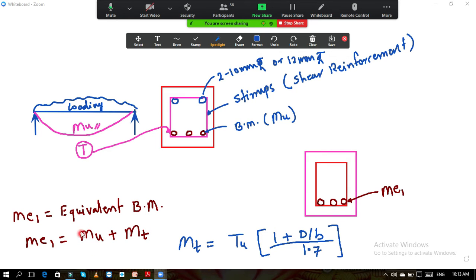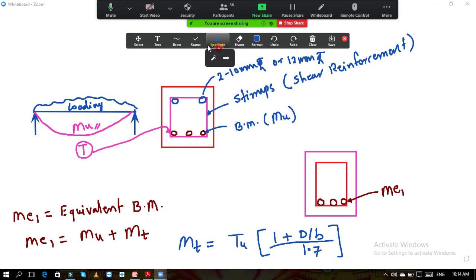These bars are not designed for this bending moment Mu only. These bars are designed for the equivalent bending moment, that is Me1, and Me1 can be calculated as Me1 is equal to Mu plus Mt. So in this bending moment Mu you have to add something, Mt, and what is this value Mt? This Mt is calculated as Tu into (1 plus D by b) divided by 1.7, where Tu is the twisting moment or torsional moment, D is the overall depth of the section, and b is the width of the section. This is the basic difference between these two.